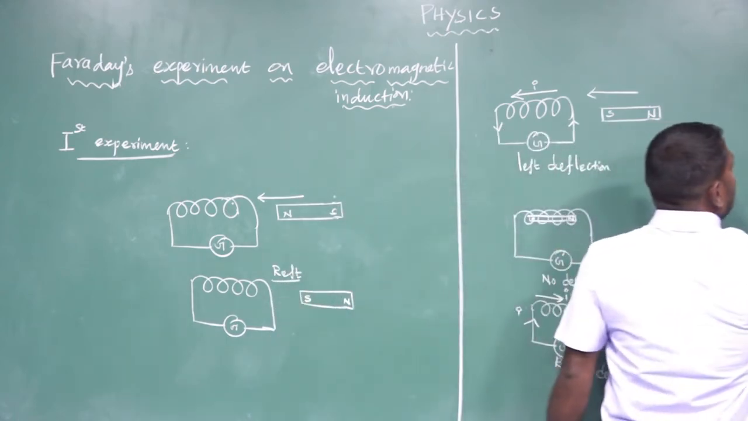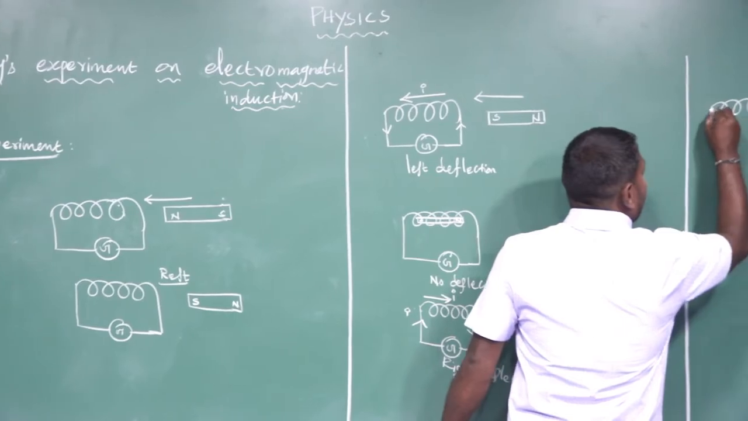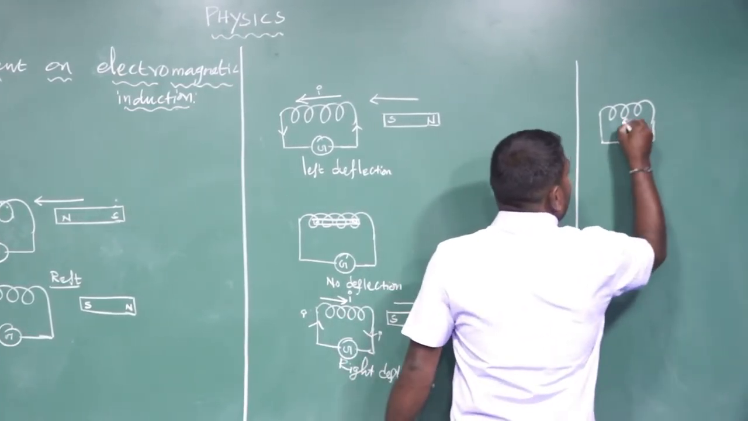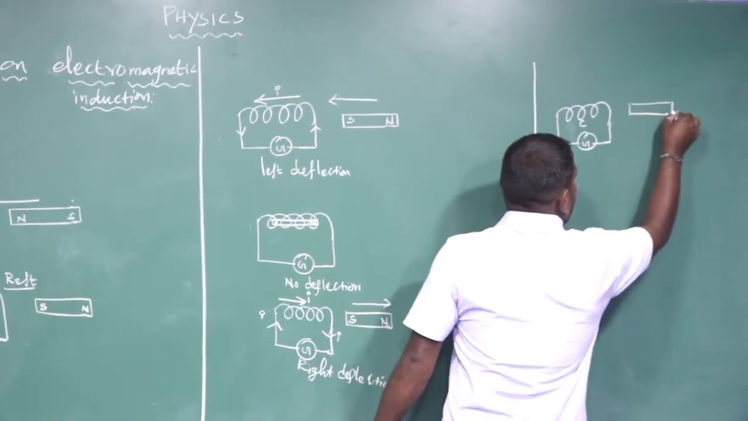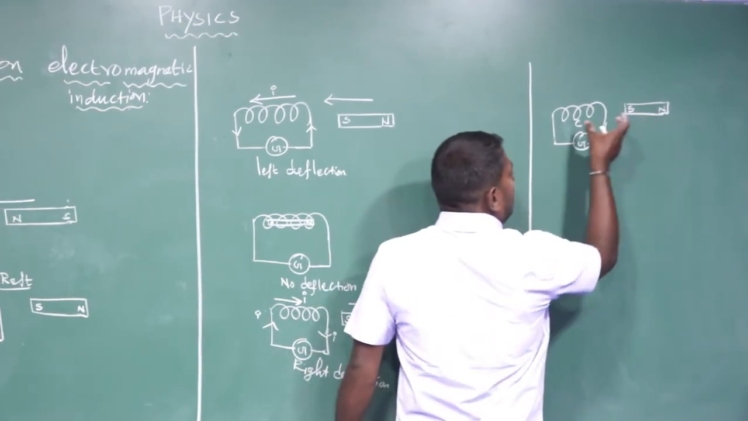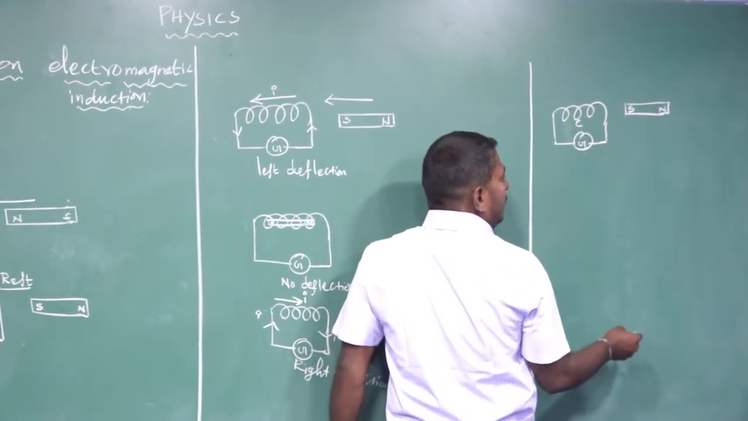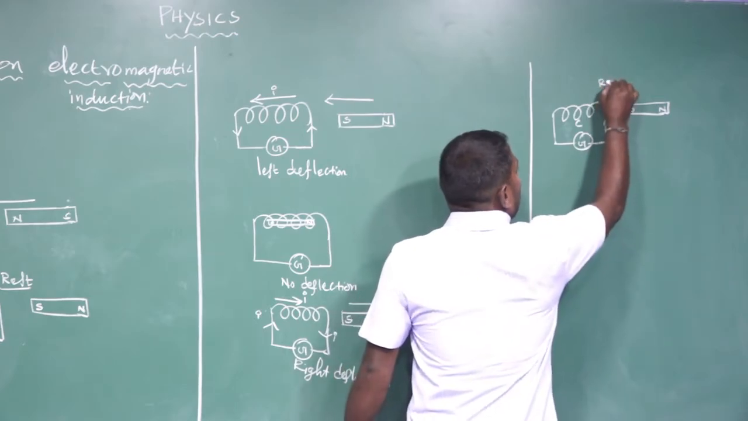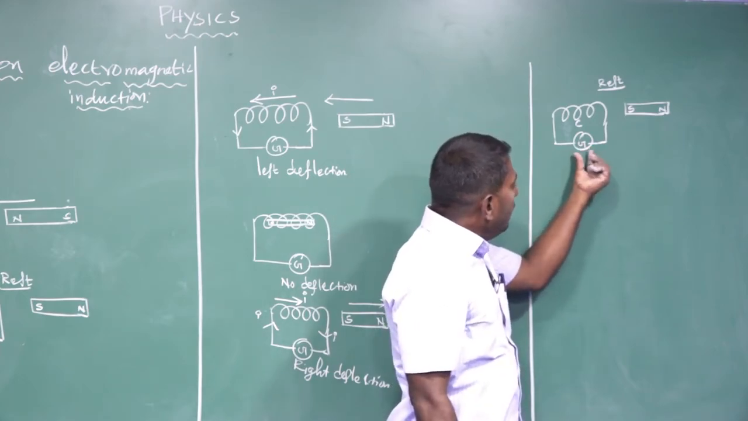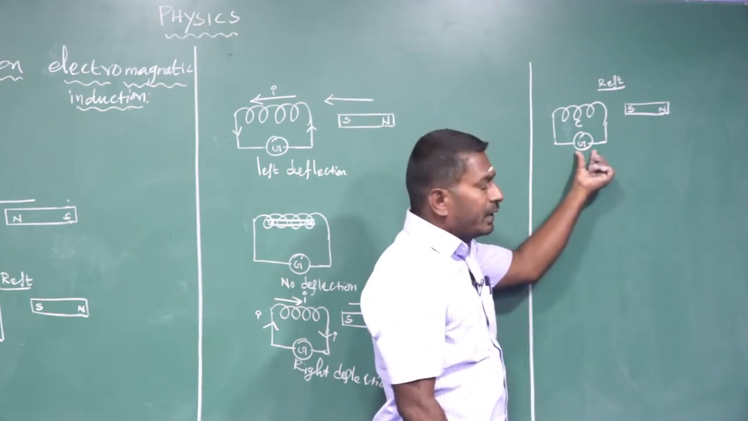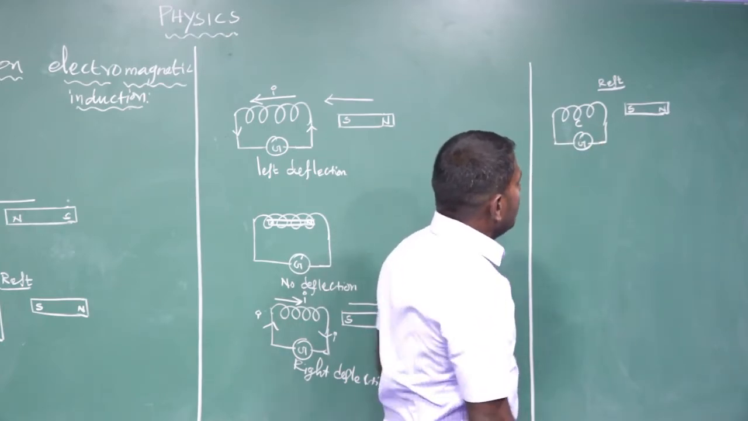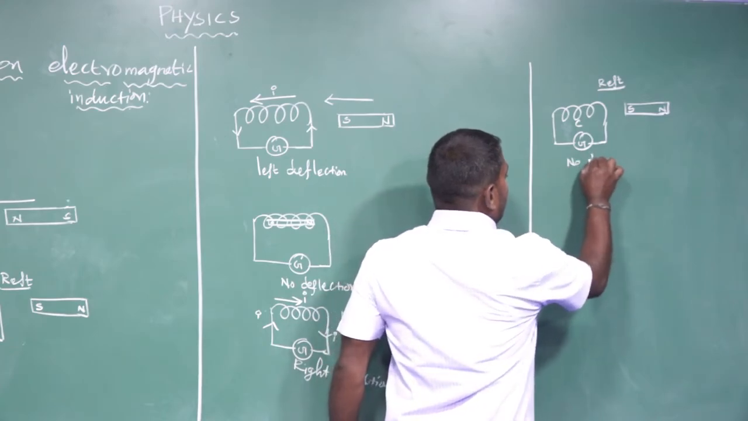Next, the same closed circuit. Once again, the bar magnet and the closed circuit are kept stationary, at rest position. We notice the galvanometer does not show any deflection, which indicates that no electric current flows in the closed circuit. No deflection.